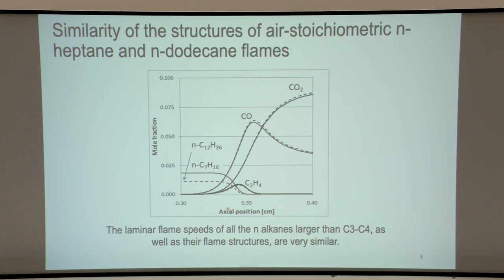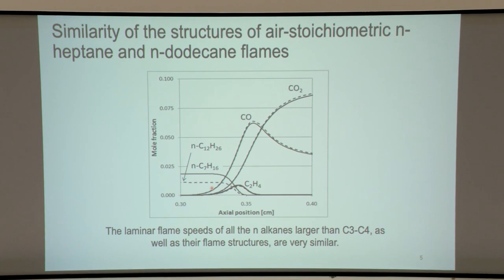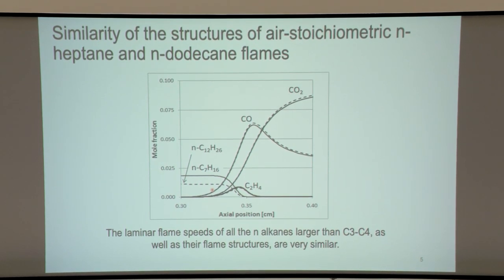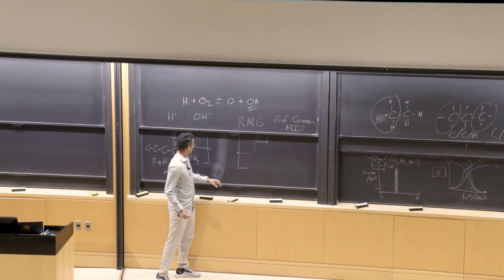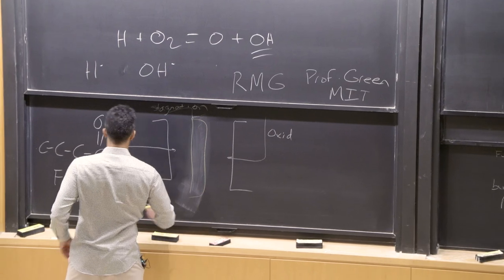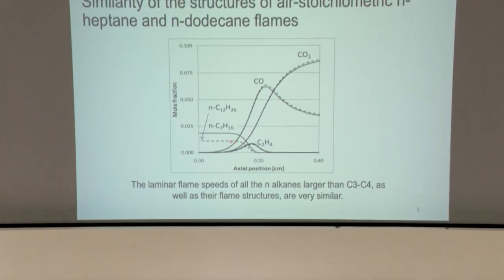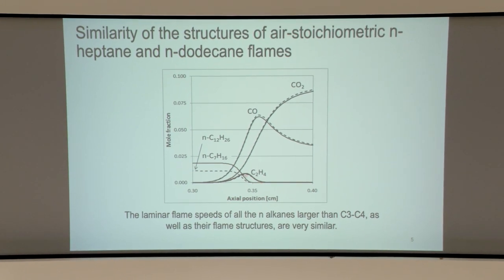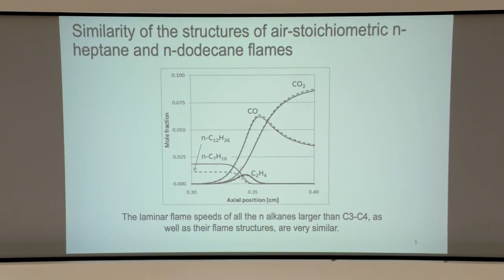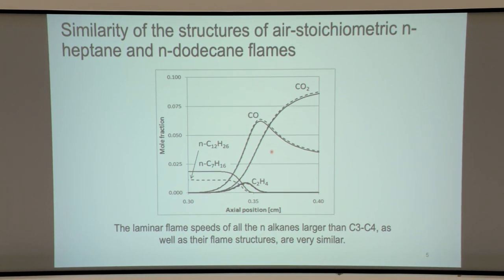If a fuel is entered into a burner stabilized flame, how do we... this is a counterflow flame. So it looked like this one. A counterflow flame, where you had the flame in the middle. If you put n-heptane and n-dodecane, you start to see they lead to similar types of intermediates, ethylene, carbon monoxide, carbon dioxide, at relatively similar rates.